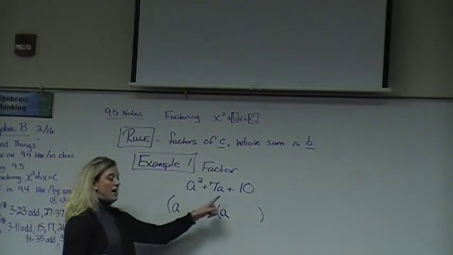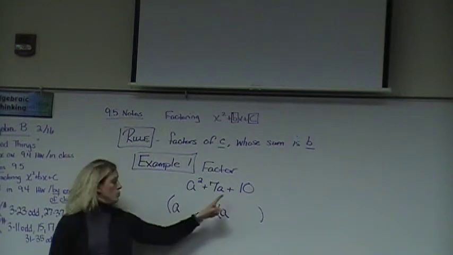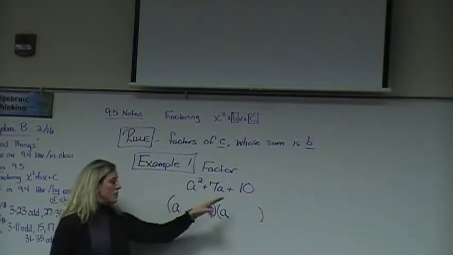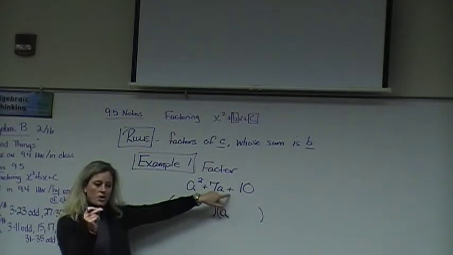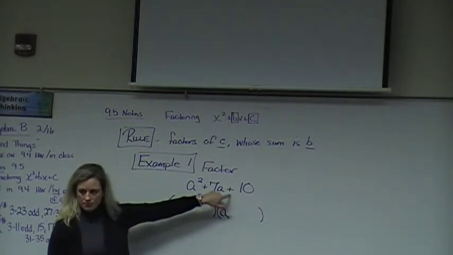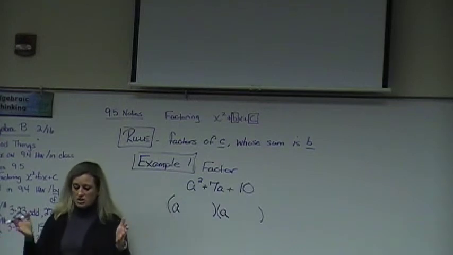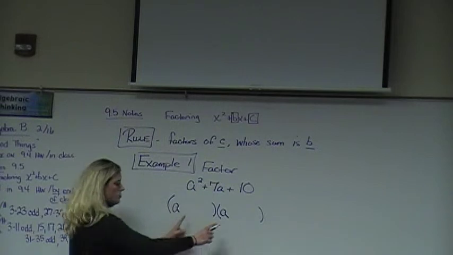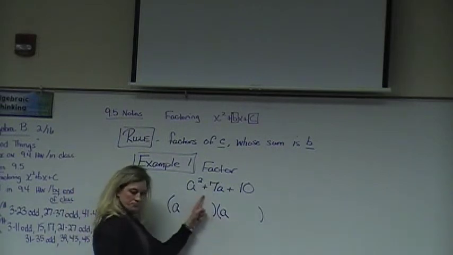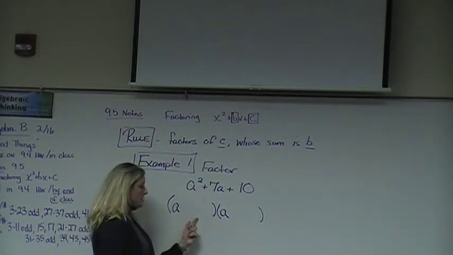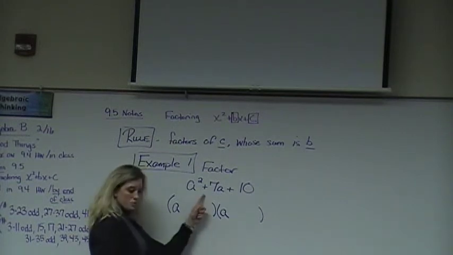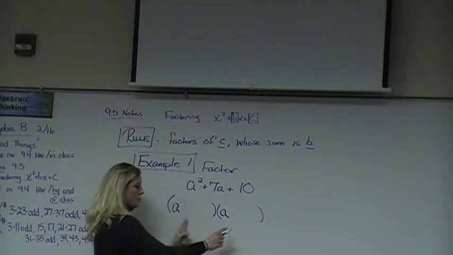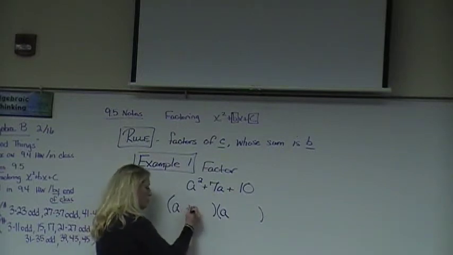So factors of c whose sum is b. Well, let's think about this. First of all, let's figure out the signs. If the last term is positive, we understand they have to be the same signs, right? The only way to get a positive is either a positive times a positive or a negative times a negative. Here's the key. Look at the middle term. The middle term is going to tell you what these two signs are going to be. So what are they both going to be if the middle term is positive? They're both going to be positive.